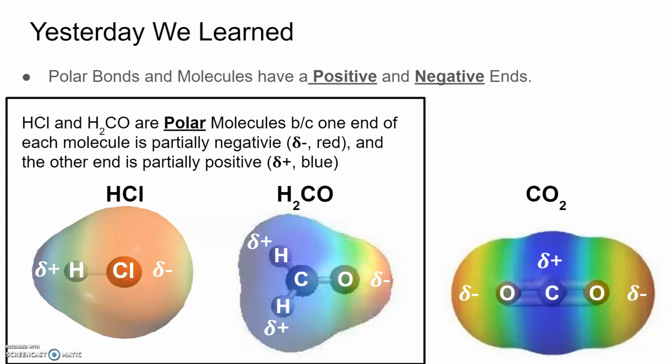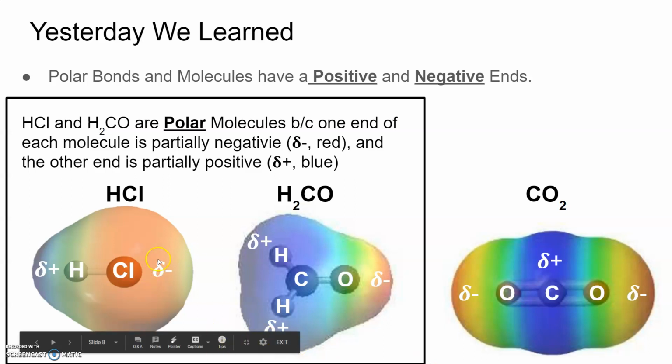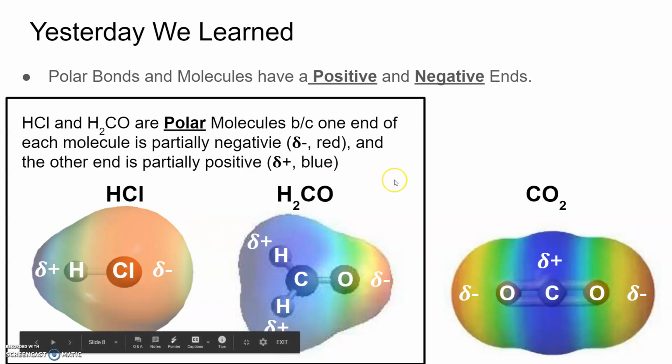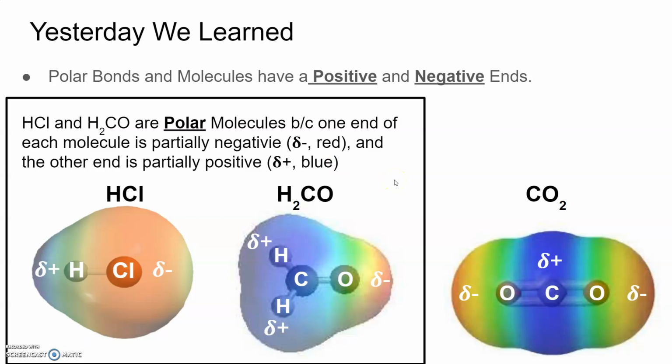And that's because one end of each molecule is partially negative, and you can tell that where it's color-coded here in the electrostatic potential map in red, so that end is negative. And the other end is partially positive, so the end that's blue is positive. And since they have a positive and negative end, it's polar.